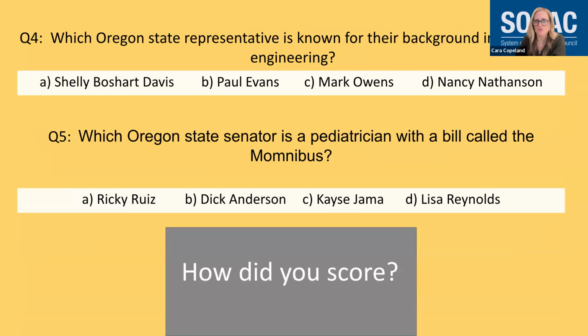All right, question 4. Which Oregon State representative is known for their background in aerospace engineering? Is it A, Shelley Bosshart Davis? Is it B, Paul Evans? Is it C, Mark Owens? Or D, Nancy Nathanson? If you guessed B, Paul Evans, give yourself a point.